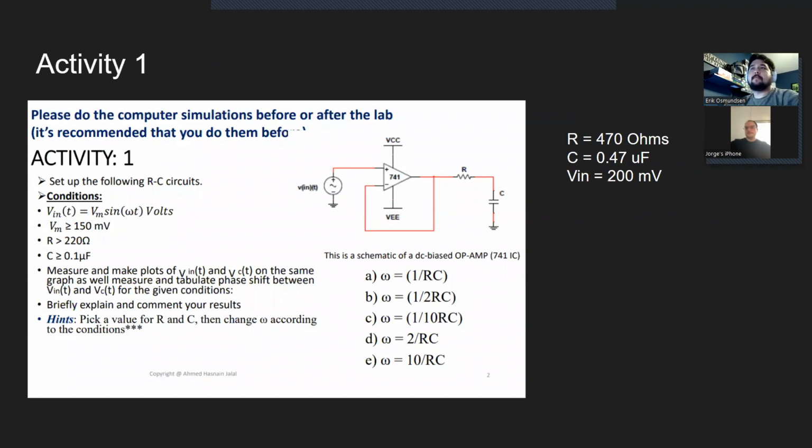For activity 1, we were asked to set up the following RC circuit in Multisim. We were asked to then measure and make plots of the voltage input and the voltage of the capacitor, and graph and measure the phase shifts between the voltage input and the voltage of the capacitor. For the resistor, I chose a 470 ohm resistor. The capacitor is 0.47 microfarad, and the voltage input is 200 millivolts.